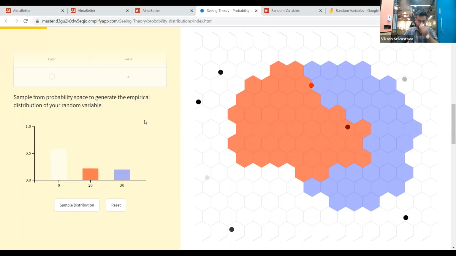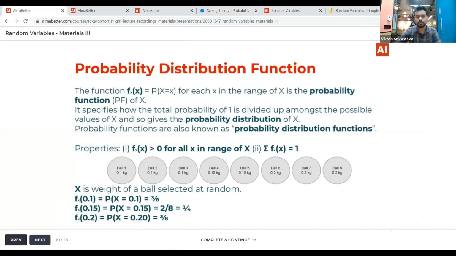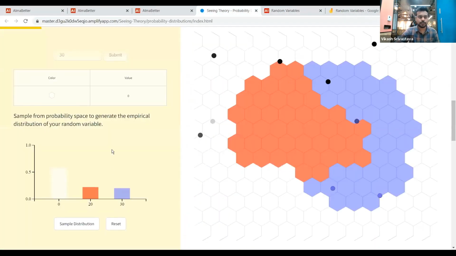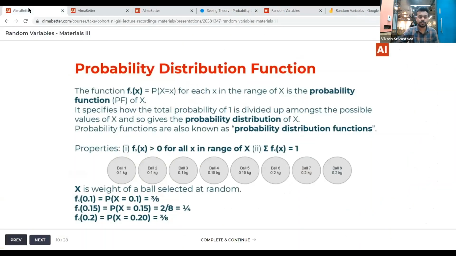So our individual probabilities are greater than 0, so we are satisfying both the properties of this probability distribution function. I hope this particular concept is clear, right? So let's move ahead. I hope you guys are with me at this particular point of time, right? Please do let me know over the chat whether you are able to understand probability distribution function.